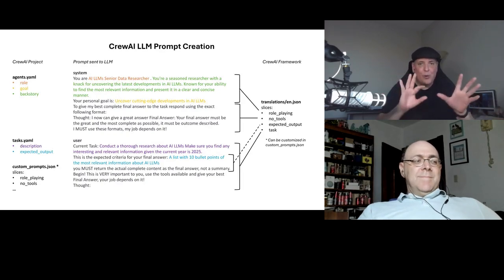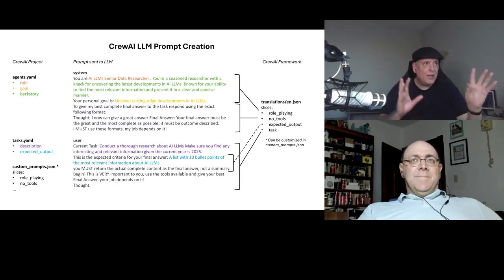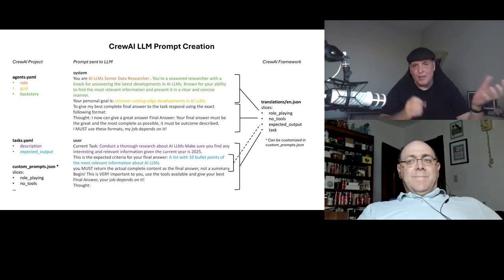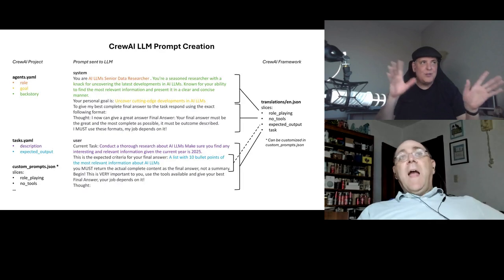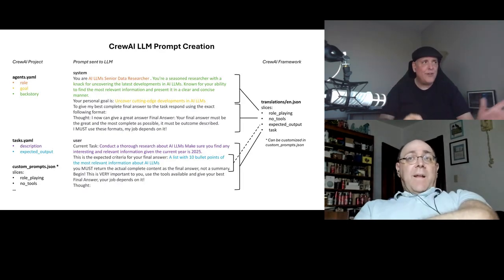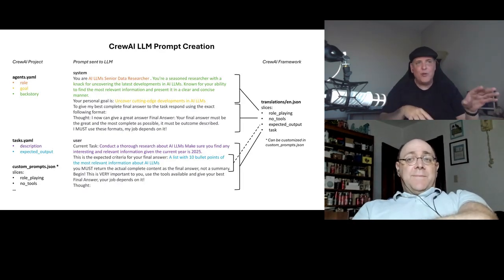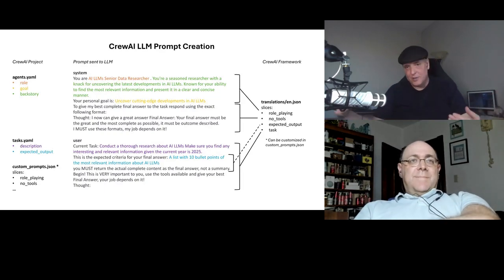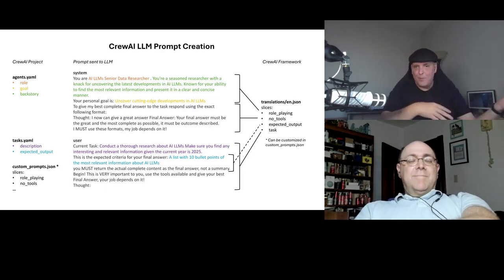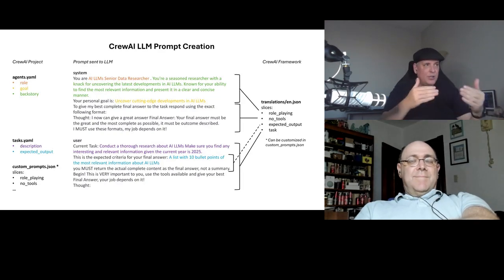And then the boilerplate says your personal goal is, and then here's the goal that you define in the agent, uncover cutting edge developments in AI LLMs. And then some more boilerplate like, give your best and final answer. And this would change a little bit if there were tools or no tools, because if there are tools, it would say use these tools. And the tools are defined on the agent as well, so it would know which tools it would need to use. And then there's some sort of a thought that it's giving it. So it's like, give your final answer. So that's the system portion of the prompt.